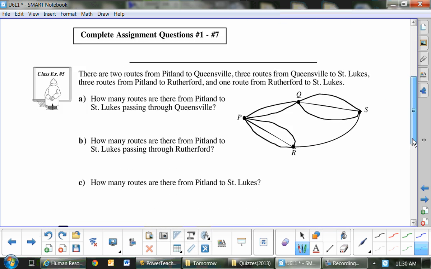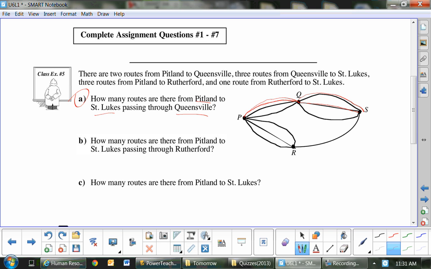Okay. Now, sometimes they put pathway questions on, and we'll deal with that in a lot more detail. But the way that we would go, the first question says, how many routes are there from Pitland to St. Luke's if we pass through Queensville? Now, if you just watch up here, if you came here, this would be considered as one route. See that? That's one route. This would be the second route.